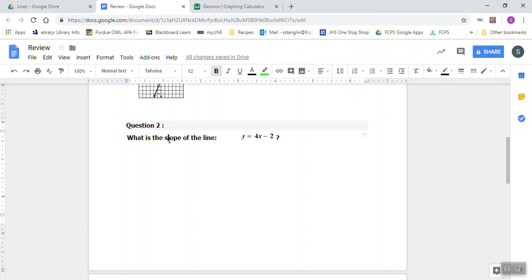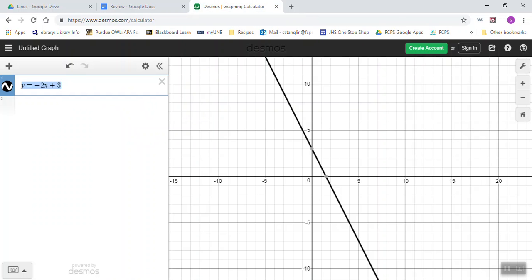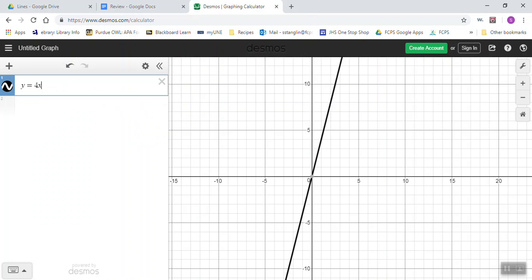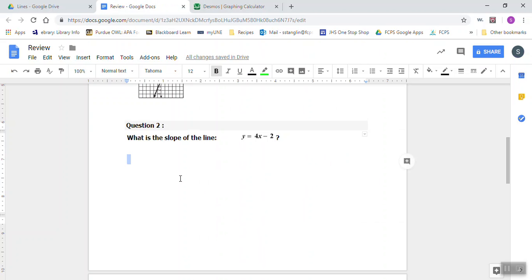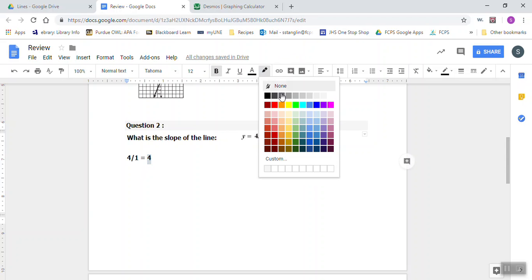Question number 2 asks for the slope. That tells me rise over run, so I need to go put this function in and find my rise over run. Okay, so I'm going to start here, and the next corner I see is right here, so I'm going to go up 1, 2, 3, 4, and over 1. So I went 4 over 1, which simplifies to 4. So my slope of this line is 4.